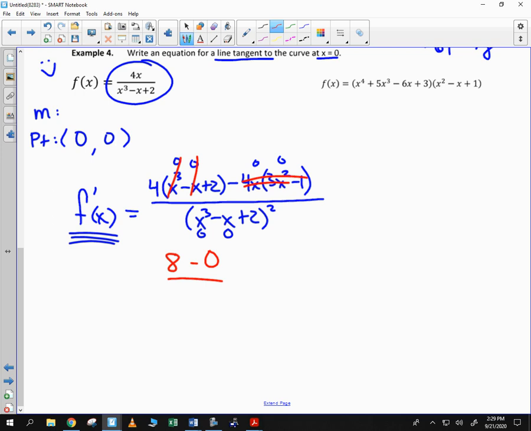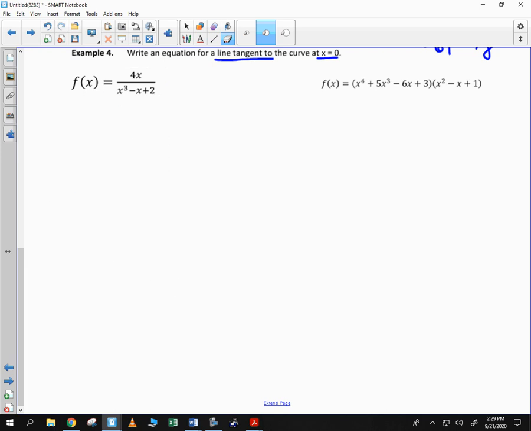Divided by, here you get 2 squared on the bottom, which is 4. So our slope is 2. So that's all we need to do, just plug in 0 so we can determine the slope. Now I have y is equal to 2x, and that's the equation for the line tangent. Go ahead and graph them on your calculator if you want to see that they are tangent, but that's a great way to check your answer.